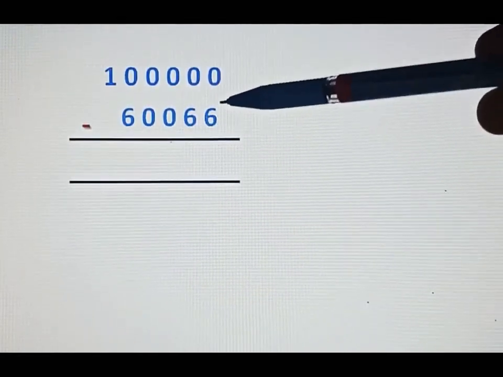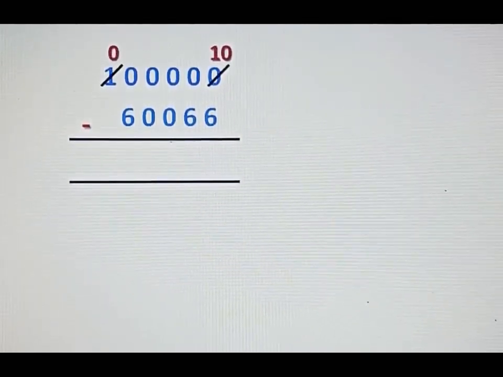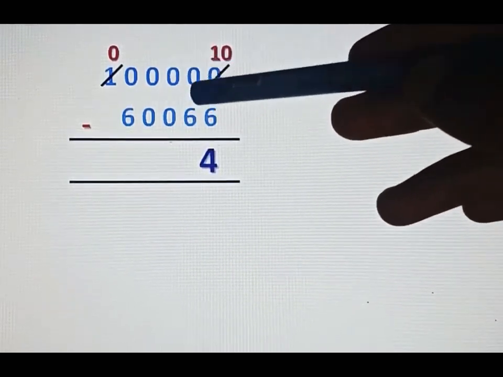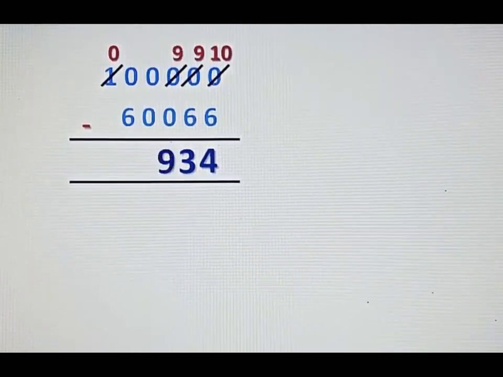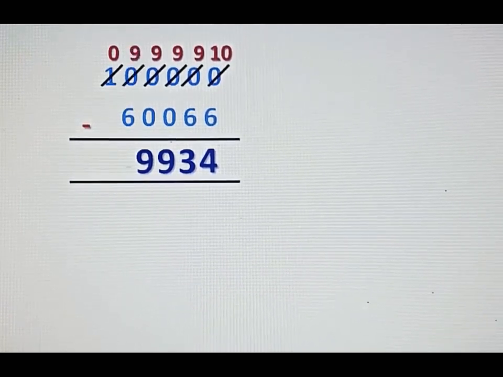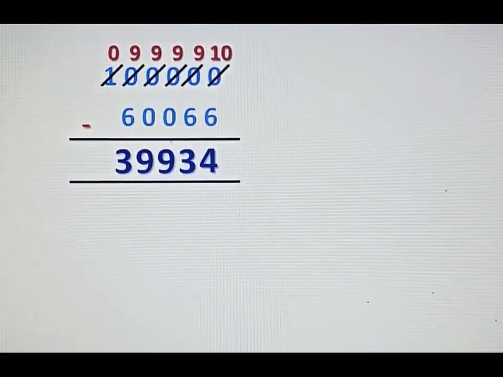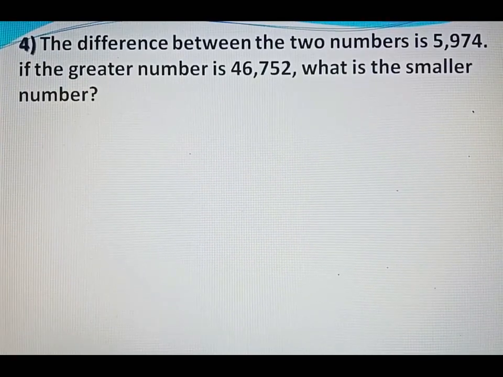We will do subtraction. This 0 is smaller than 6, so we will borrow from the next number, but this is also 0, so we will borrow from this 1. It will be 0 and this first it will be 10. So 10 minus 6, 4. This will become automatically 9. So 9 minus 6, 3. Again 9 minus 0, 9. Again 9 minus 0, 9. Again 9 minus 6, 3. So the answer is 39,934.